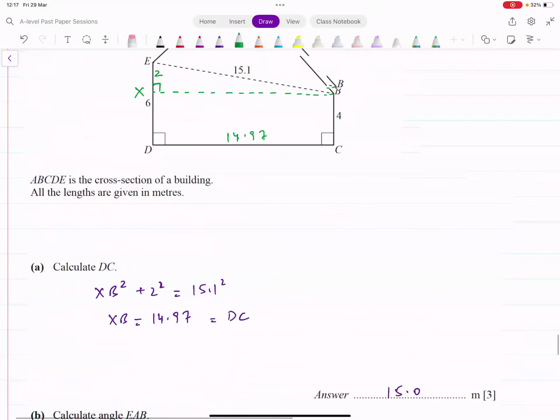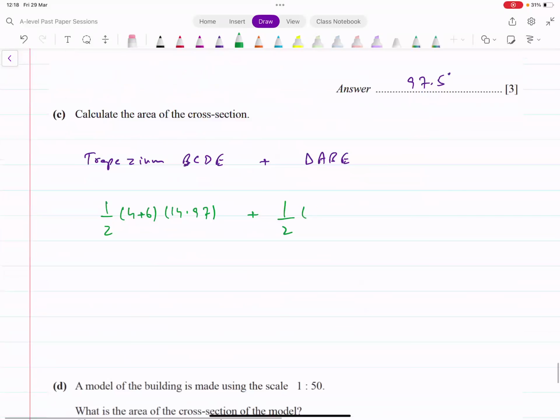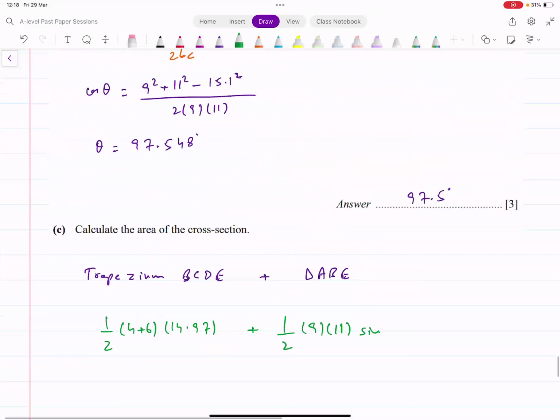What's the area of the triangle? It's half into base into height, but it's not a right angle triangle, so it's going to be difficult to find the height. We can use half into AB sine C. We have two sides and the angle between them. Half into 9 into 11 into sine of theta. The angle we found in the previous part was 97.55.